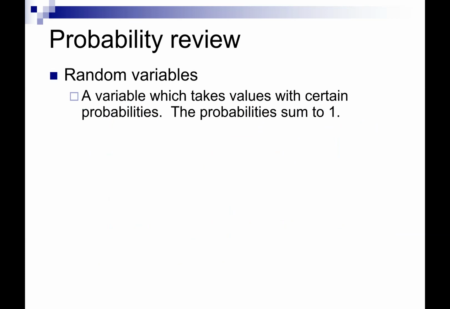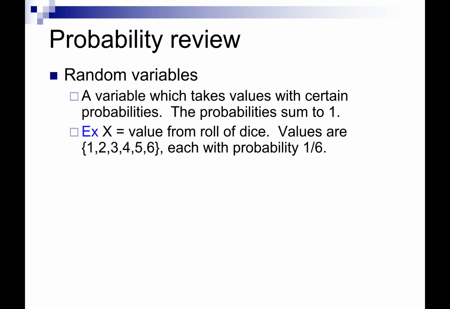Next we have random variables. A random variable is just a variable which can take values with certain probabilities. If you sum these probabilities over all the values that this variable can take, that sum has to come out to 1. For example, if x is a random variable representing the value that you get when you roll a die, then the possible values are 1 through 6, and each of these happens with 1/6 probability.